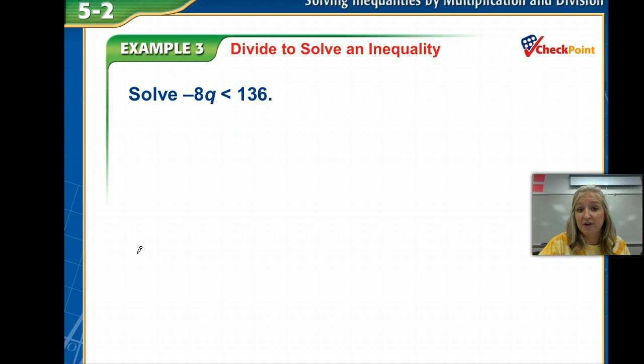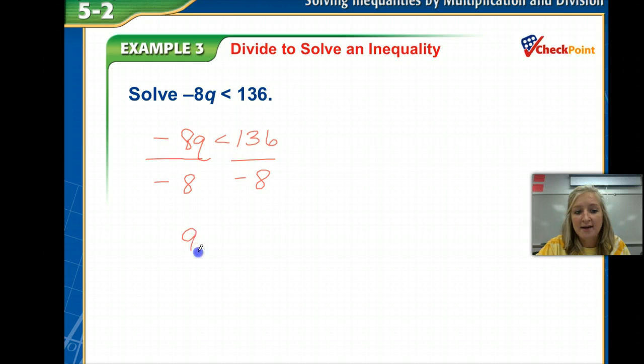All right, another checkpoint, just another practice problem if you want to pause the video and see if you get the same answer as I do. All right, negative 8q is less than 136. When I divide both sides by a negative 8, I get q is greater than negative 17. We divided both sides by a negative, so we have to flip the sign.